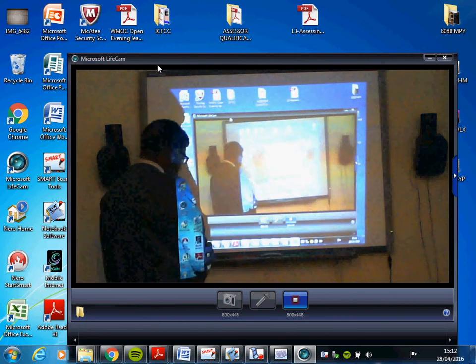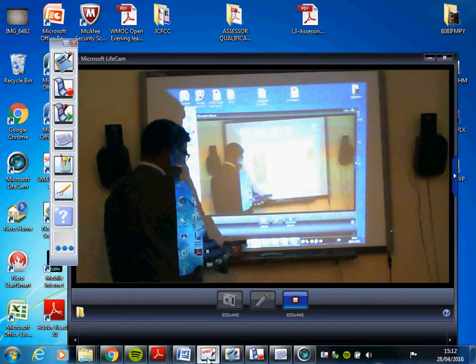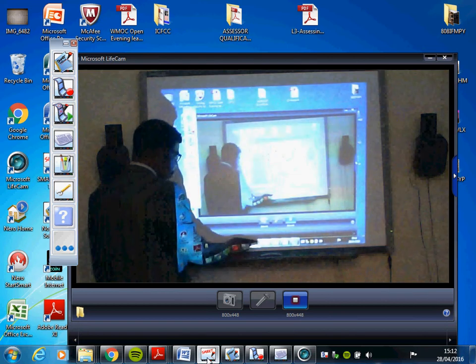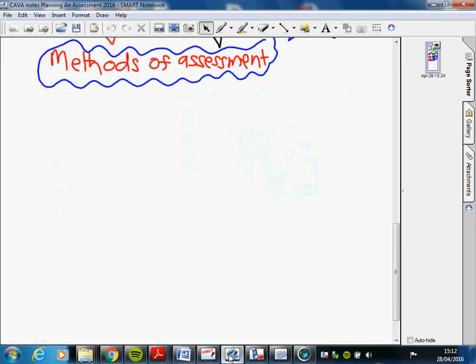I'll take myself out of the way. As a minimum requirement for Unit 2, I'll just put it right there. So, what methods of assessments are we looking for? Very important question. What methods of assessments are we looking for here?